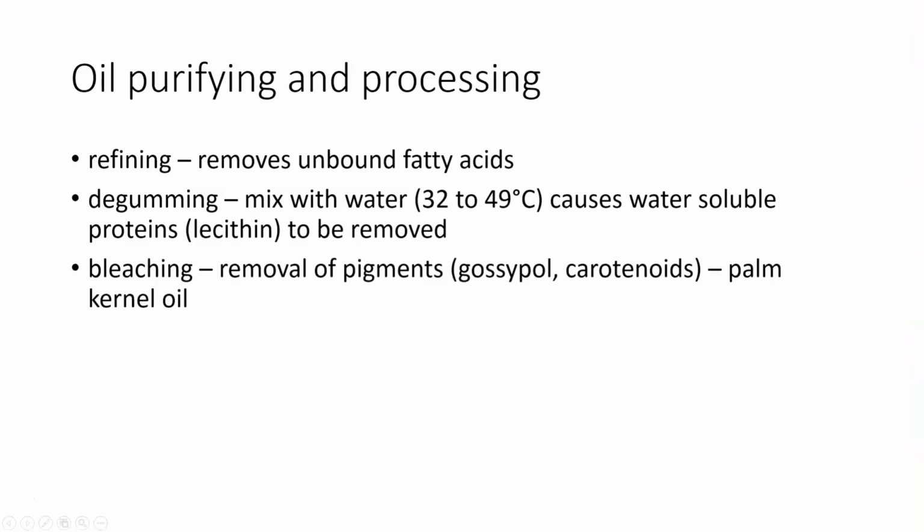We have bleaching. Bleaching removes pigments. They don't do this with bleach. They do it with certain absorptive materials that will take out the carotenoids or other sorts of pigments that are in there. This is done with palm kernel oil because palm kernel oil is very orange in the beginning. They use fuller's earth, which is a type of clay. Same type of clay they use in kitty litter, and it's an absorptive material. It's going to pull stuff out. They can use diatomaceous earth as well. That will absorb the carotenoids and the coloration.